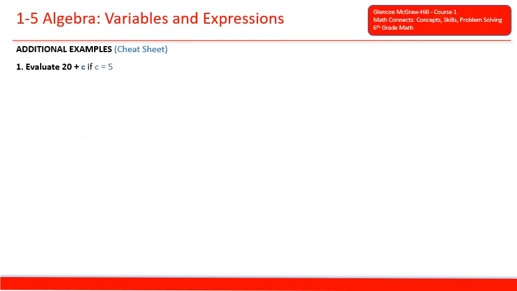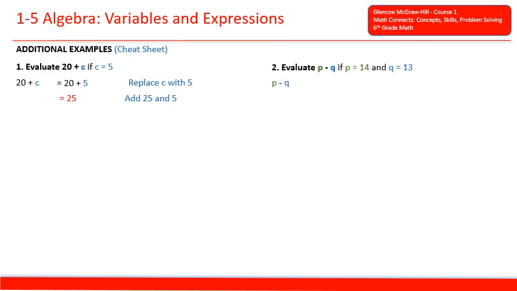Additional examples. Evaluate 20 plus c if c equals 5. So we have 20 plus c, and we need to replace c with 5. So we get 20 plus 5, and then if we add, we get 25. Evaluate p minus q if p equals 14 and q equals 13. P minus q, replace p with 14. So we have 14 minus q, replace q with 13. We have 14 minus 13. Subtract 13 from 14, and we get 1.